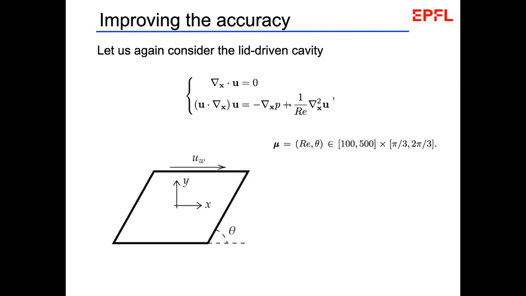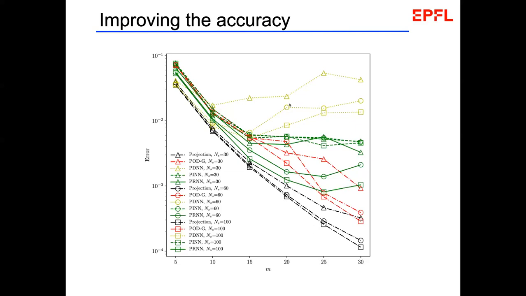So here's the lid-driven cavity again, where the parameters are Reynolds number as well as the angle. And this one is a little complicated, so let me spend a minute on this one. So again, the black lines are the projection of the exact solution as you increase the size of the basis. Okay, so think of the black lines as the best you can get. The yellow lines on top are three different amounts of training data.